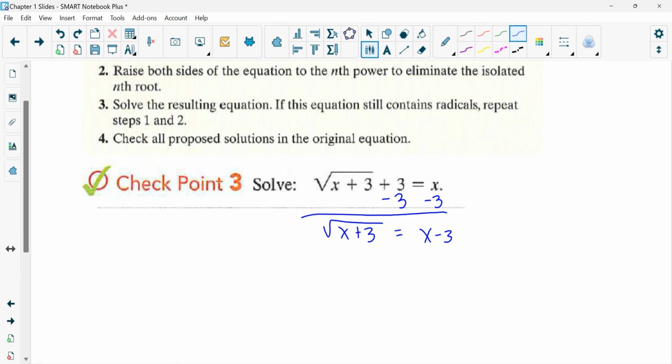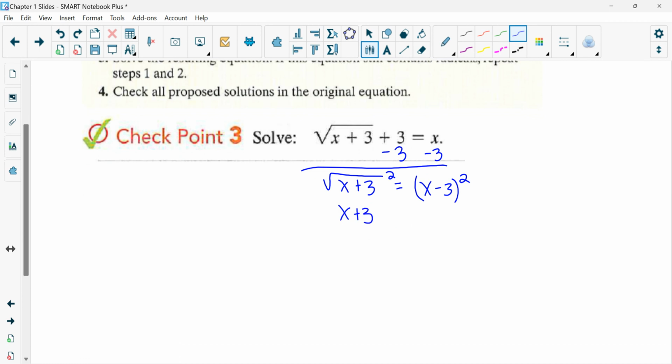Our second step says we want to raise both sides to the nth power that we need. So we're taking the square root, we're going to raise everything to the second power to undo that. I'm raising the left side to the second power, and then I have to raise the entire right side to the second power. Notice I'm putting the right side in parentheses and then squaring it from there. From there, the left side, the square and the square root cancel, we're left with just x plus 3. And then I have x minus 3 quantity squared on the right side.